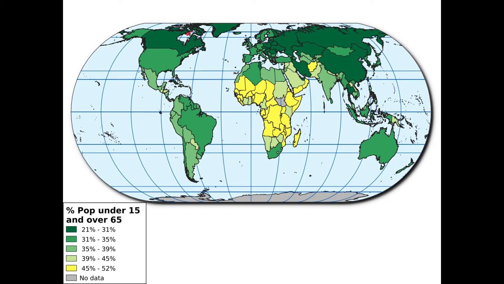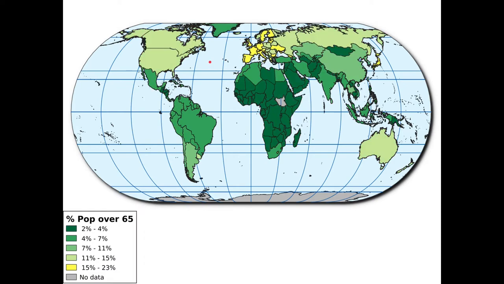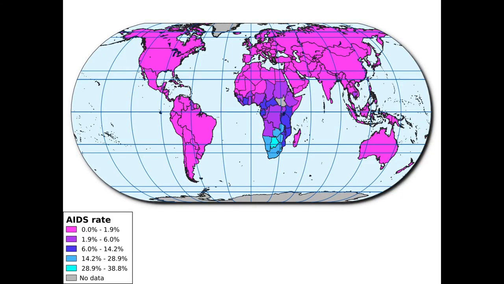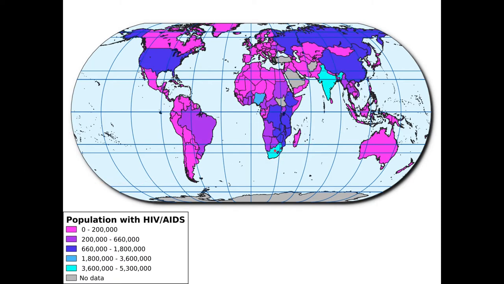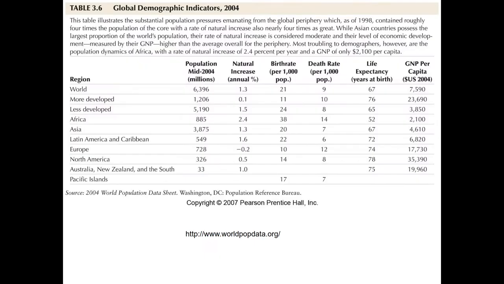Here we have the lowest dependency ratios. So you'd expect to see fewer people under 15 and fewer people over 65. There's the over 65 again. That's a really interesting one. AIDS rates, the highest at this time was Botswana, 38%. Population number of people living with AIDS, South Africa and India have the highest numbers. Millions and millions.